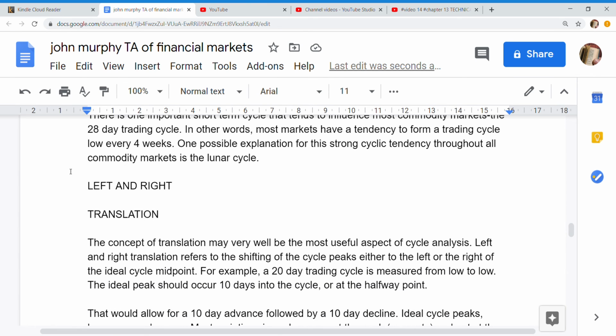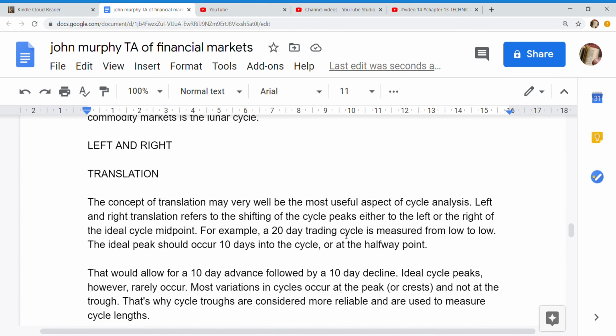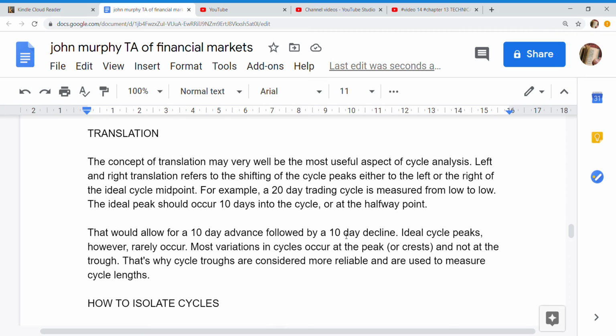Left and right translation. The concept of translation may very well be the most useful aspect of cycle analysis. Left and right translation refers to the shifting of the cycle peaks either to the left or the right of the ideal cycle midpoint. For example, a 20-day trading cycle is measured from low to low. The ideal peak should occur 10 days into the cycle, or at the halfway point. That would allow for a 10-day advance followed by a 10-day decline.